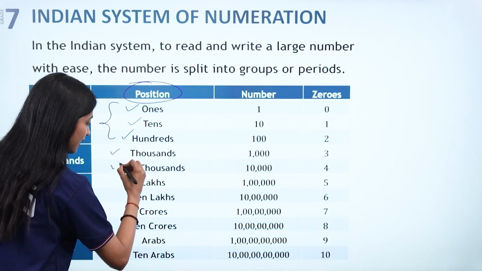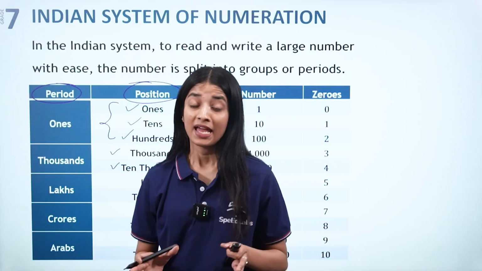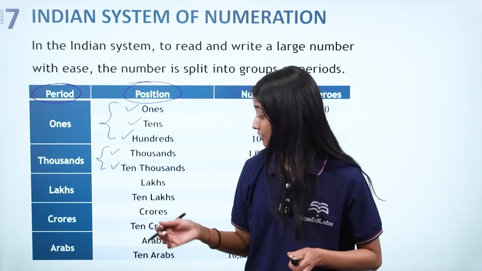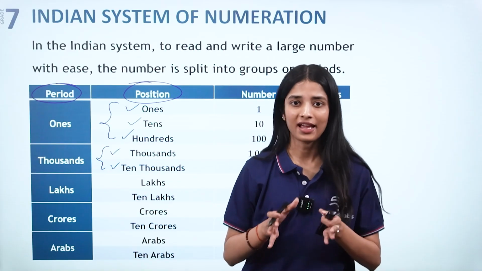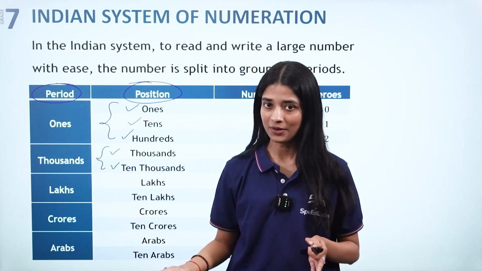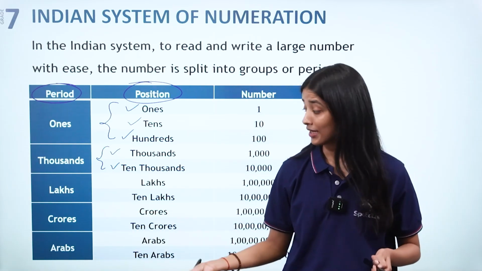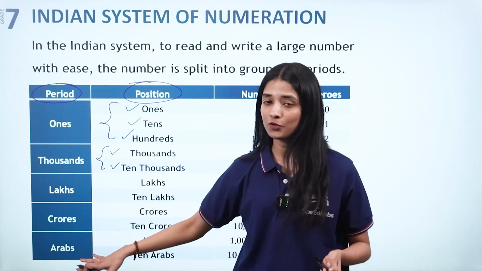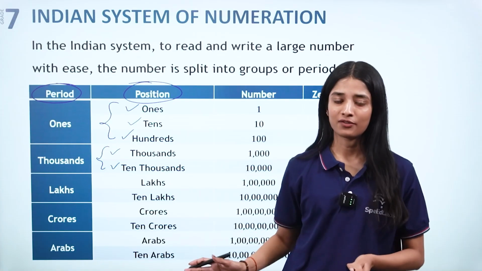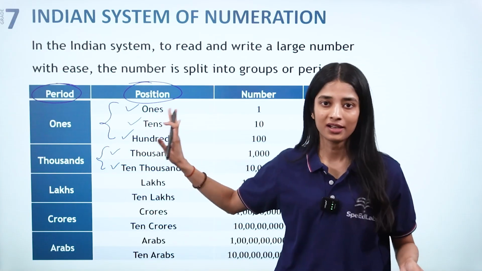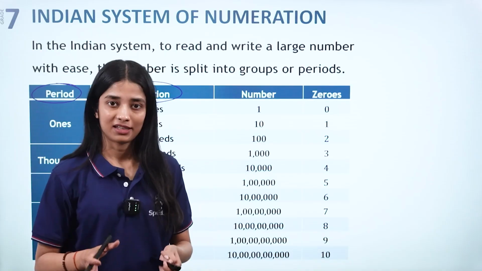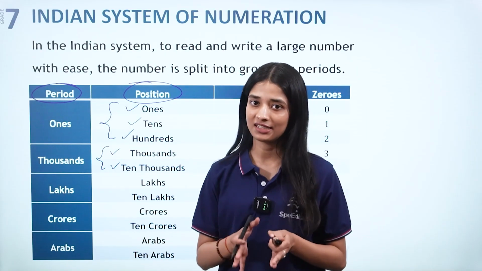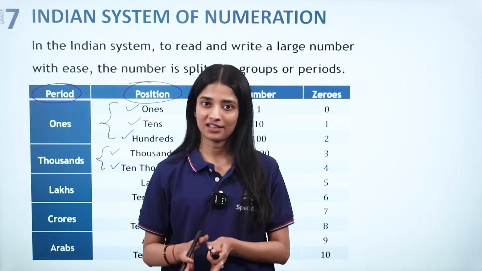Then 1,000 and 10,000 are the positions, and their period is 1,000. Then lakh and 10 lakh are the positions and their period is lakhs. Then we include crore and 10 crore and their period is crores. Then we have Arab and 10 Arab, whose period is Arab. All these are very easy. Just keep in mind the first one: ones, tens and hundreds. Their period is ones only, it is not hundreds or thousands. So ones, tens, hundreds are the positions and their period is ones.